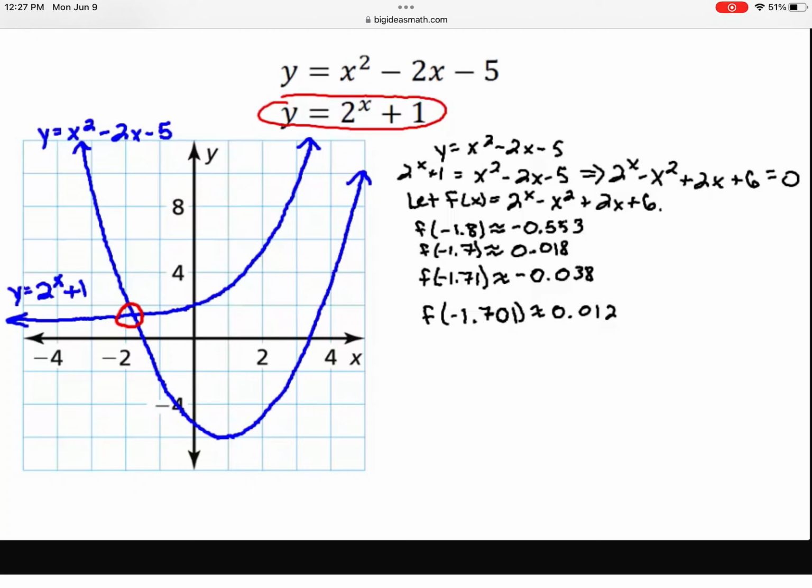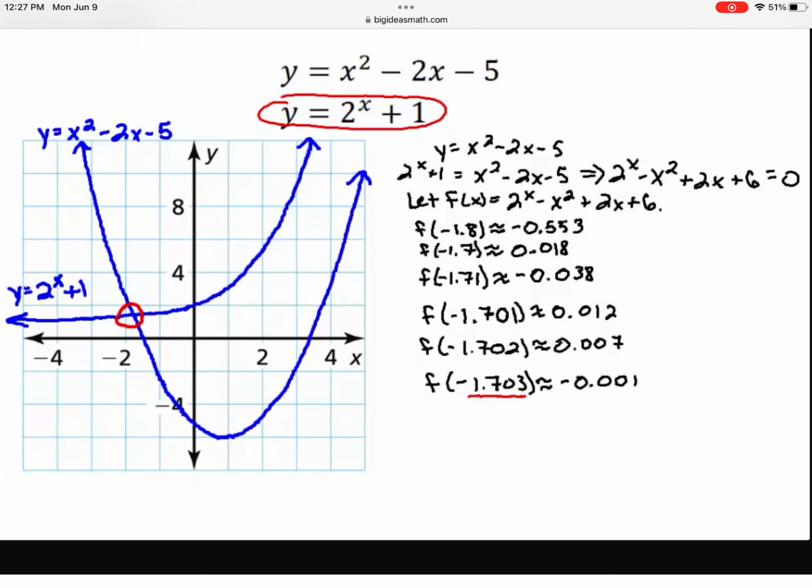The result is positive, so decrease your guess again. f of negative 1.702 is approximately equal to 0.007. The result is still positive, so decrease your guess again. f of negative 1.703 is approximately equal to negative 0.001. The result is negative, so you can stop here. Because f of negative 1.703 is closest to 0, x is approximately negative 1.703.